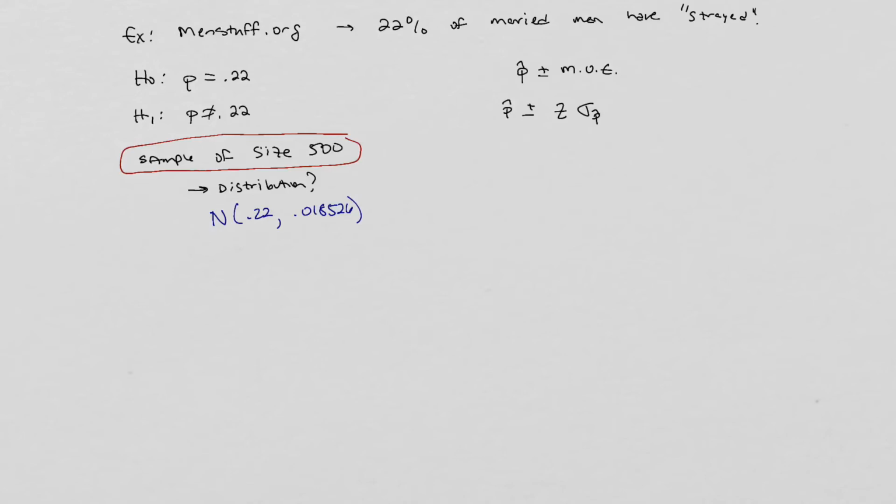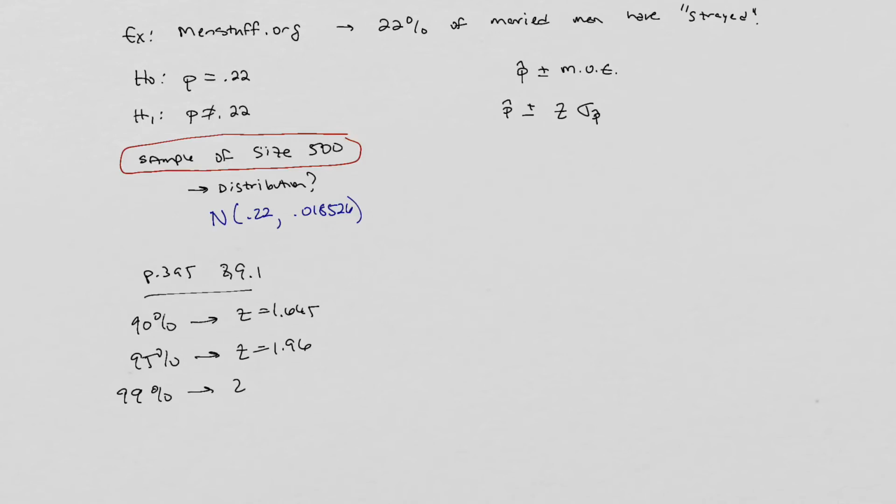Let me just remind you, this is on page 395 in our book, in section 9.1. If I want a 90% confidence interval, then I use a z-score of 1.645. If I wanted a 95% confidence interval, I use a z-score of 1.96. And if I want a 99% confidence interval, I use a z-score of 2.575.